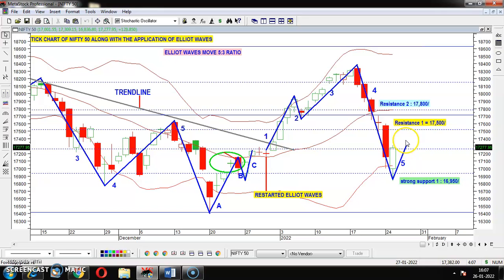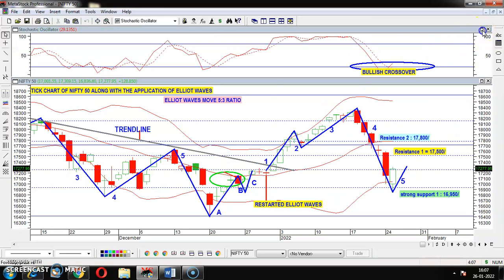Not only that, Nifty should close above this level, then we can say that there is a possibility of a retracement towards the upside. In that case, resistance would be 17,500. The next resistance would be 17,800, and very strong support is 16,950. This is as far as the Fibonacci retracement zone is concerned. Now let me cross check with another oscillator also.